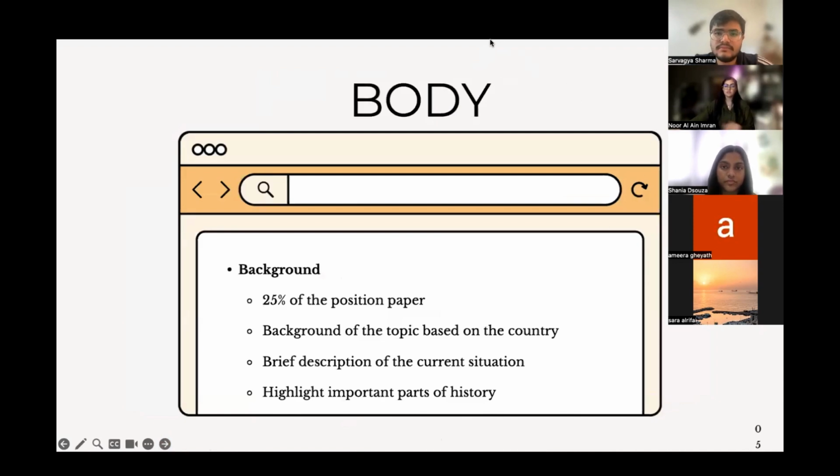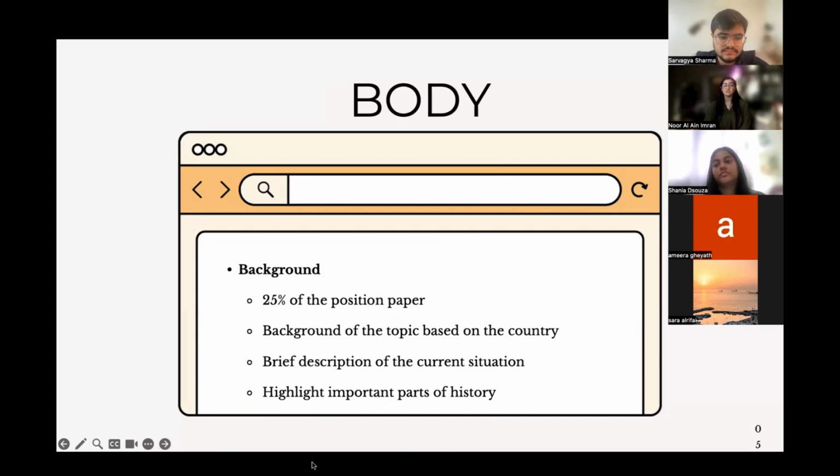So when it comes to the position paper, there are three overall sections. As Sarvagya said, the first one is the header and introduction. Then you have the part that covers topic 1 and then topic 2. When you're discussing each topic, you must cover three things: the background, the country's position, and any possible solutions. In terms of the background, it takes up 25% of the position paper.